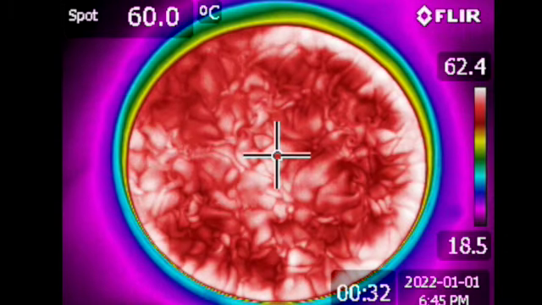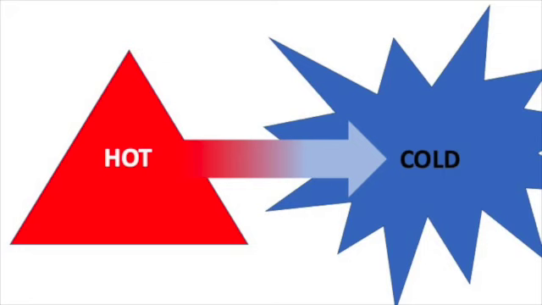What is going on? If you've already watched our part 2 video on how to do a thermal imaging survey of your home, you'll remember that we said that heat always travels from hot to cold, and we also said that the bigger the temperature difference, the bigger the driving force, and consequently the faster this movement will occur.